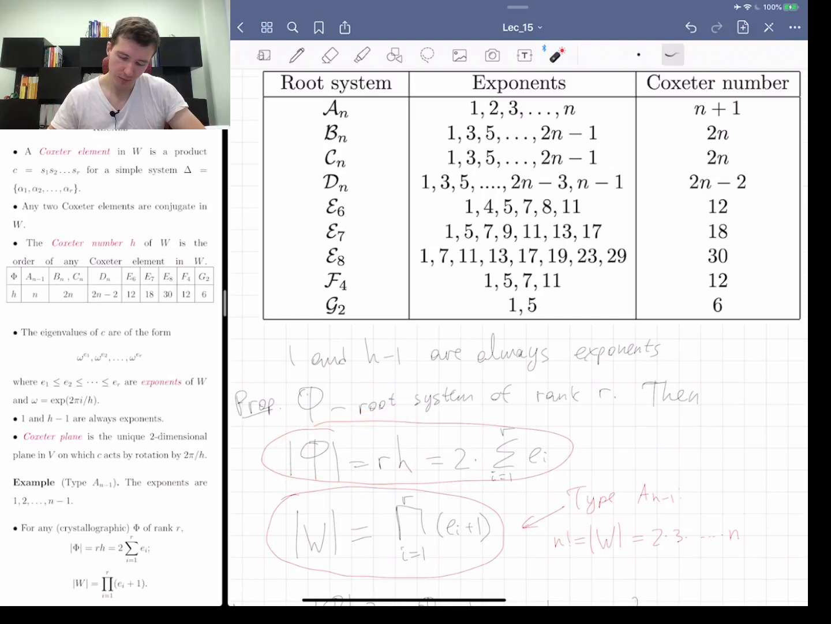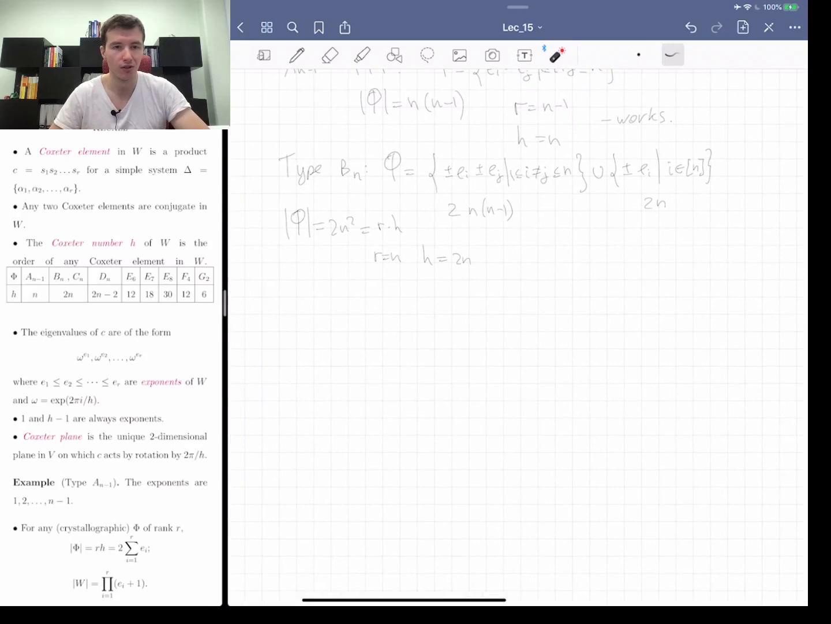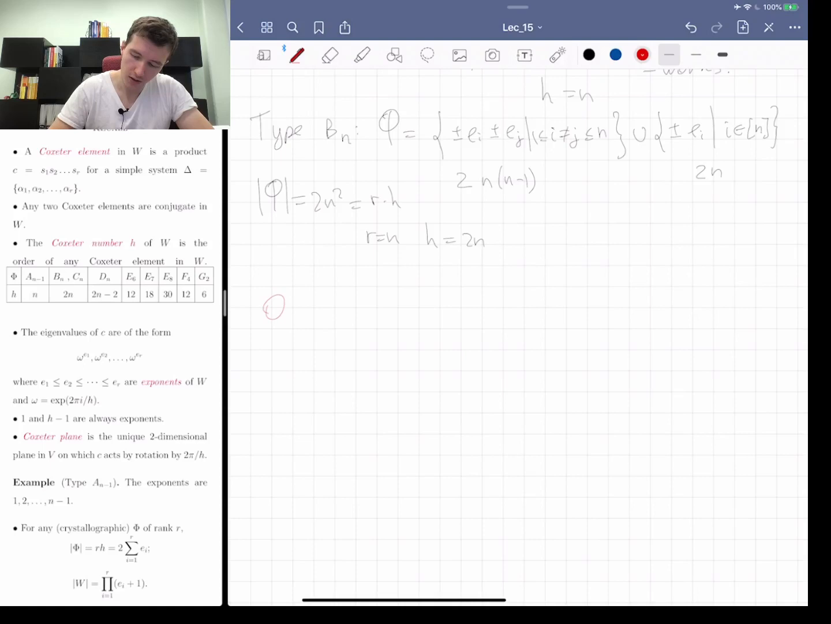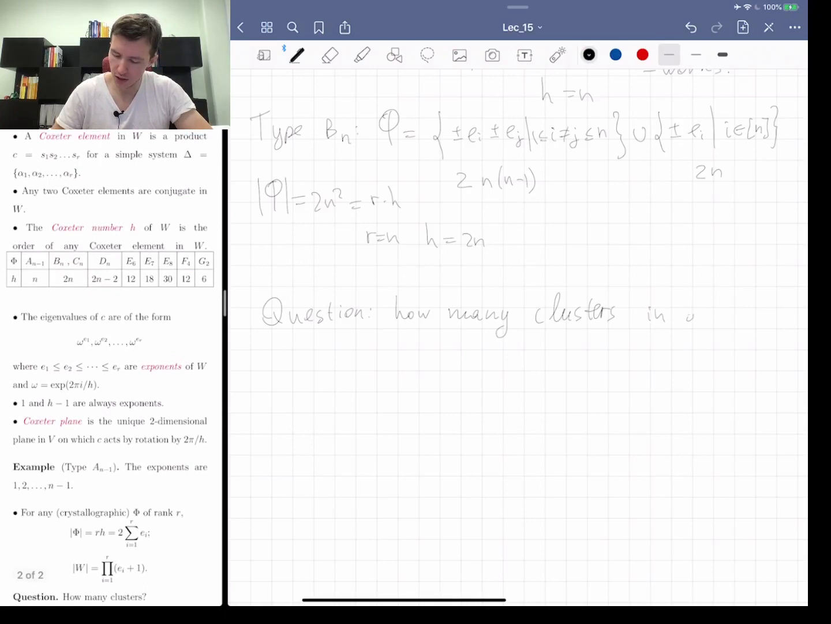Now, okay, this was me talking about root systems. Actually, I'm going to switch a little bit to cluster algebras and use this kind of combinatorics to answer some questions about cluster algebras, which I haven't answered before. One question that I promised to answer but haven't yet: how many clusters are there in a finite type cluster algebra?